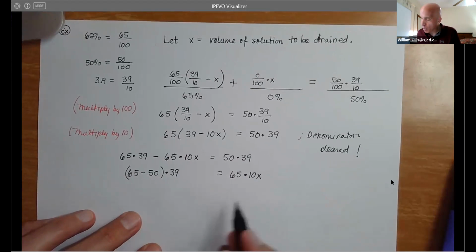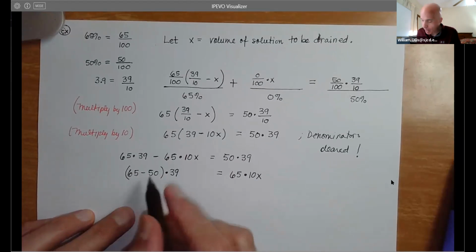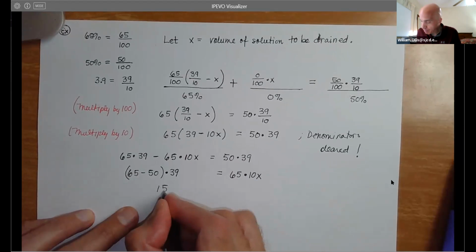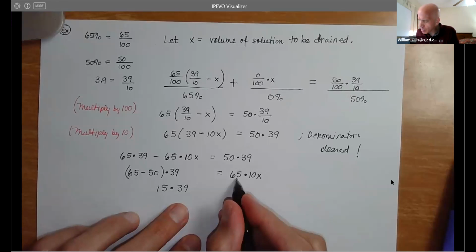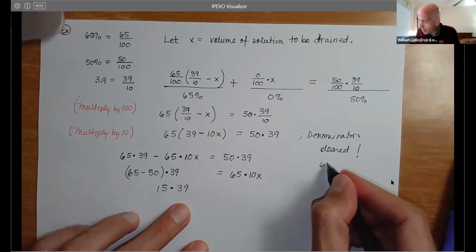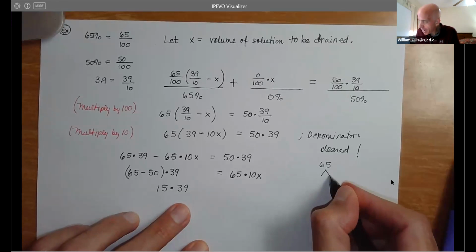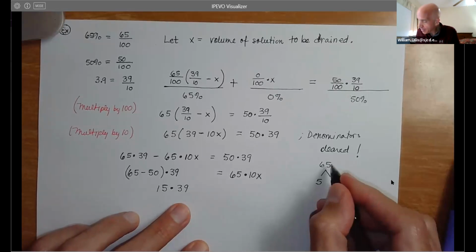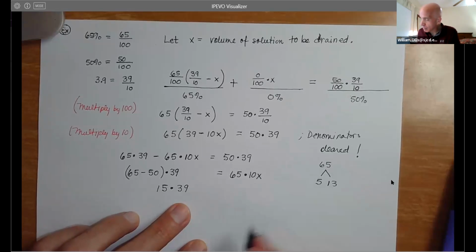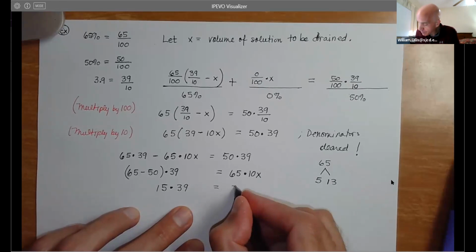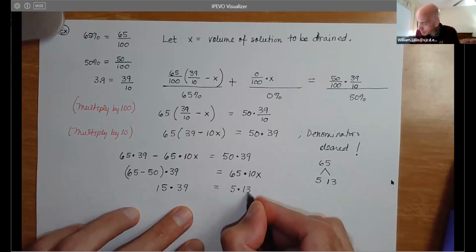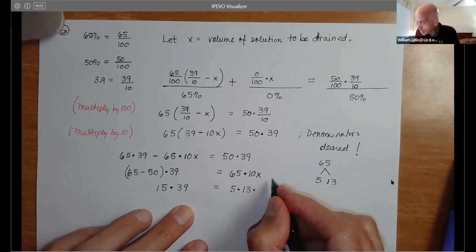Now we're thinking, okay, what do we have moving here? Well, that's a 15, right? So this is a 15 times a 39. And now let's go ahead and look at the 65. Divide by 5, and that'll be a 13. Okay, well that's good. So we have 5 times 13 times a 10x.